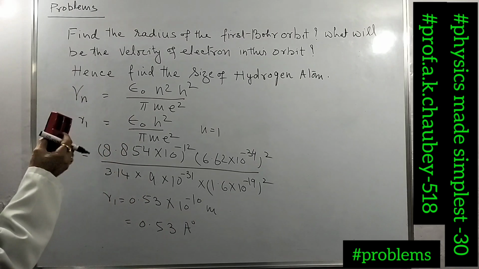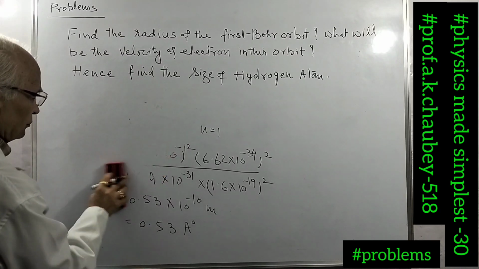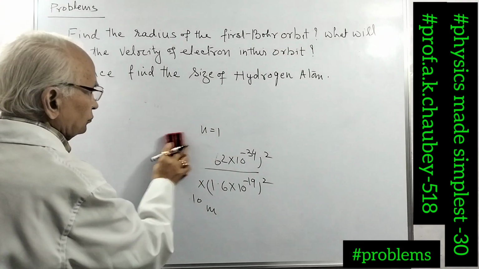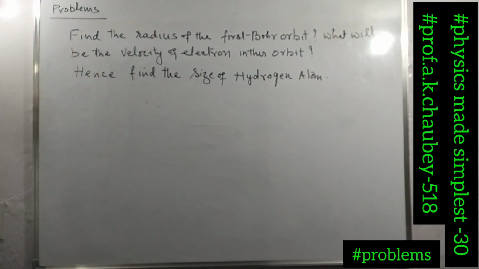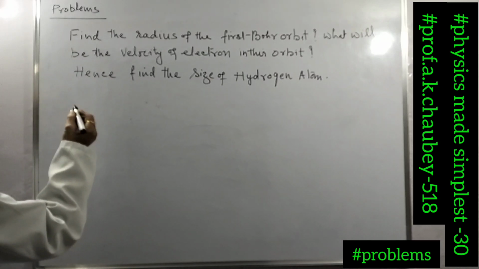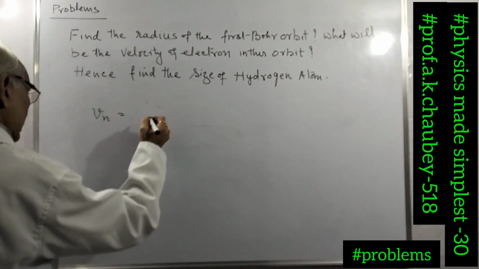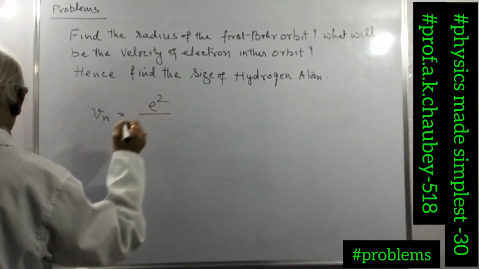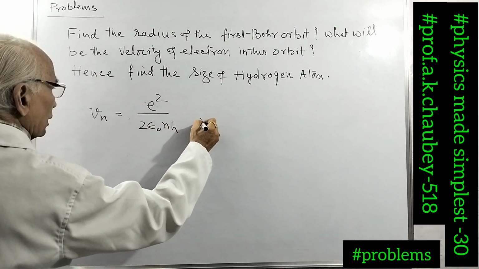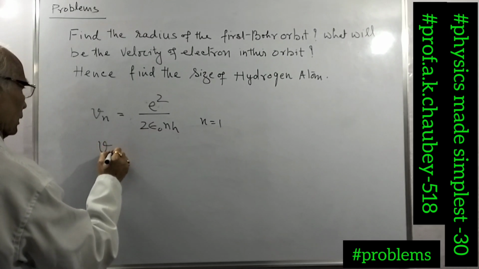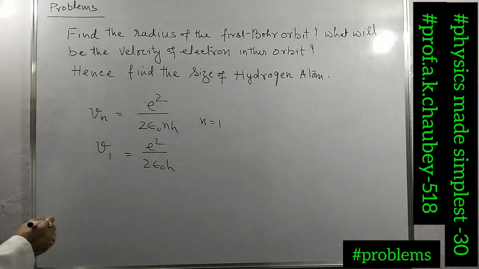What will be the velocity of the electron in this orbit? Let us see. From the formula, Vn, the velocity in the nth orbit, is e square upon twice epsilon naught n h. For n equal to 1, V1 is equal to e square upon twice epsilon naught h. So let us find this V1.